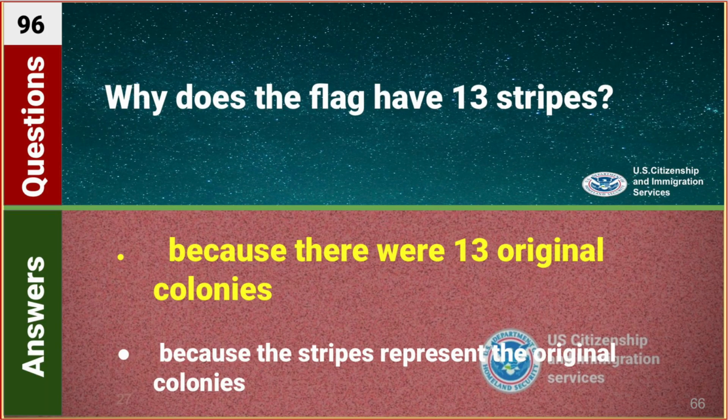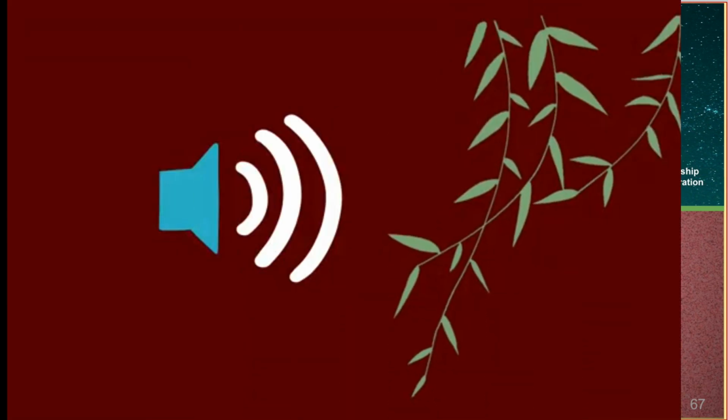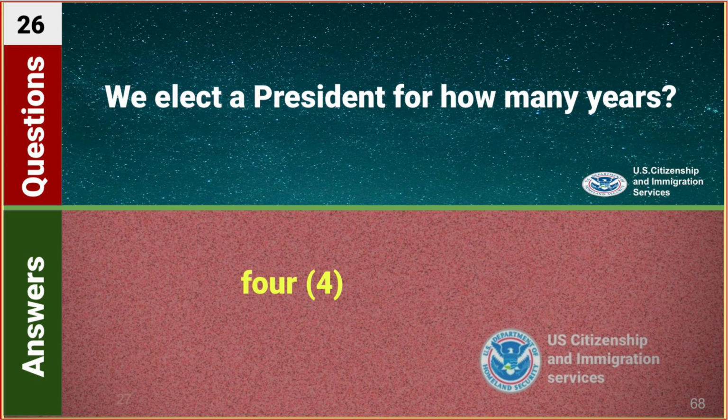Why does the flag have 13 stripes? Because there were 13 original colonies. What major event happened on September 11, 2001 in the United States? Terrorists attacked the United States. We elect a president for how many years? 4.